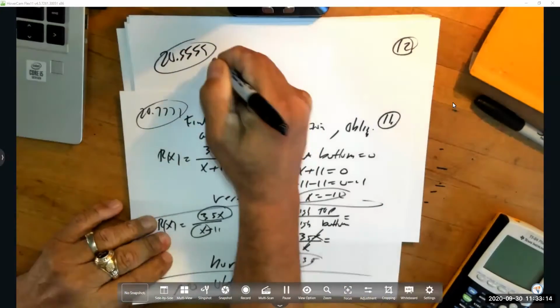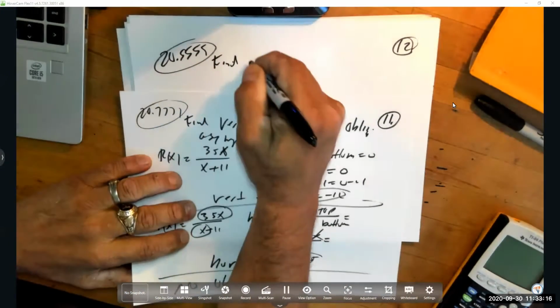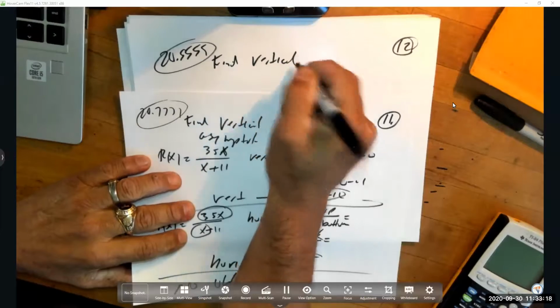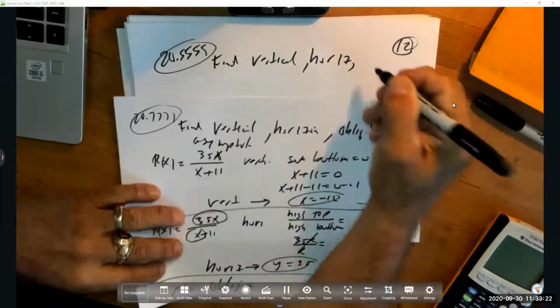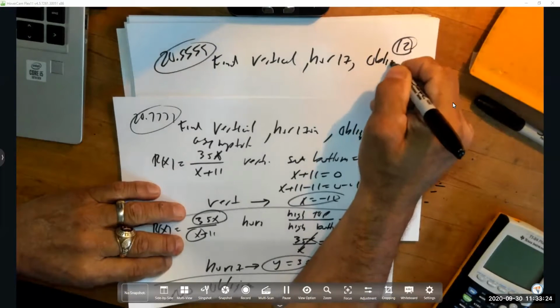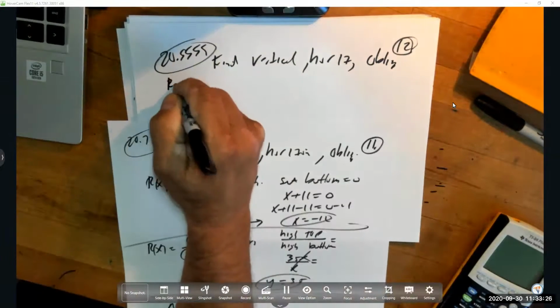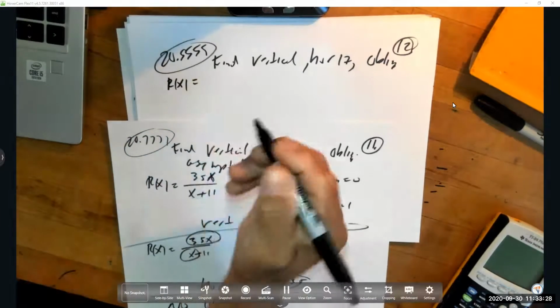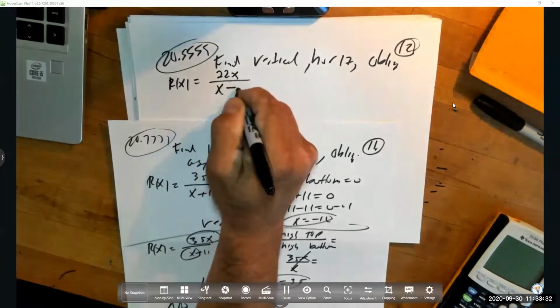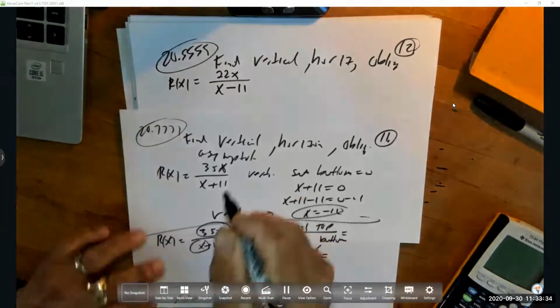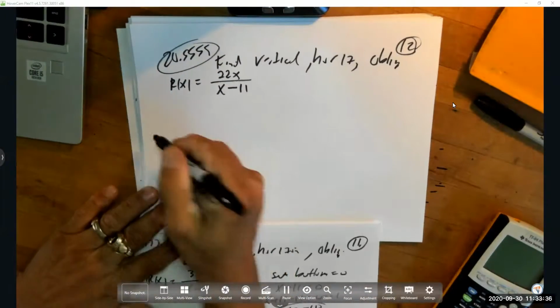All right, same thing. I see the same question. Find the vertical, horizontal, and the obliques. Okay, so now R of x is equal to 22x over x minus 11. I want you to try this.